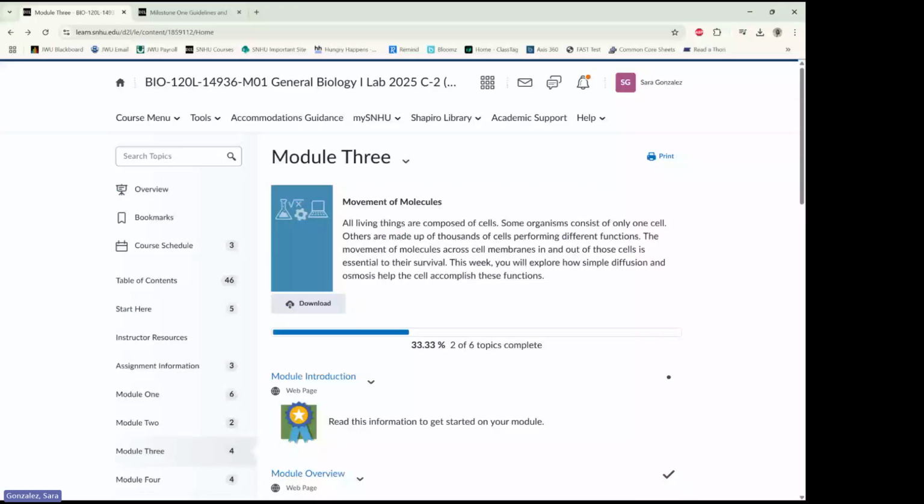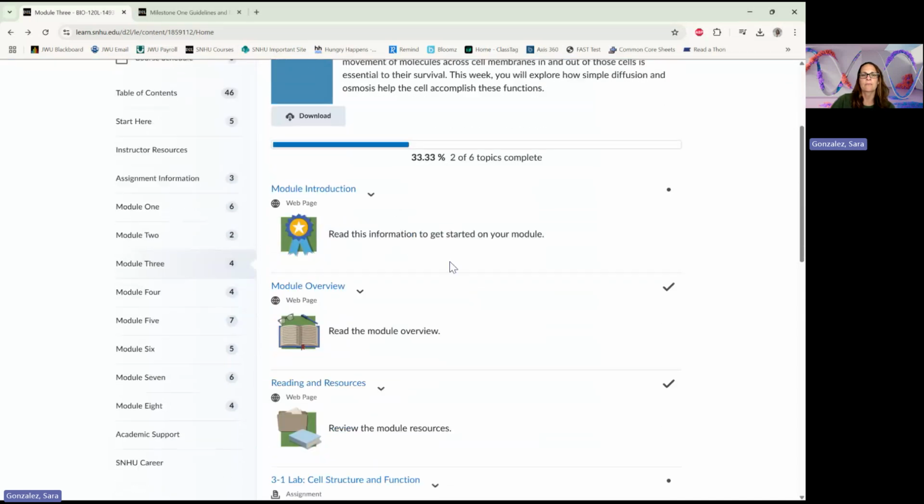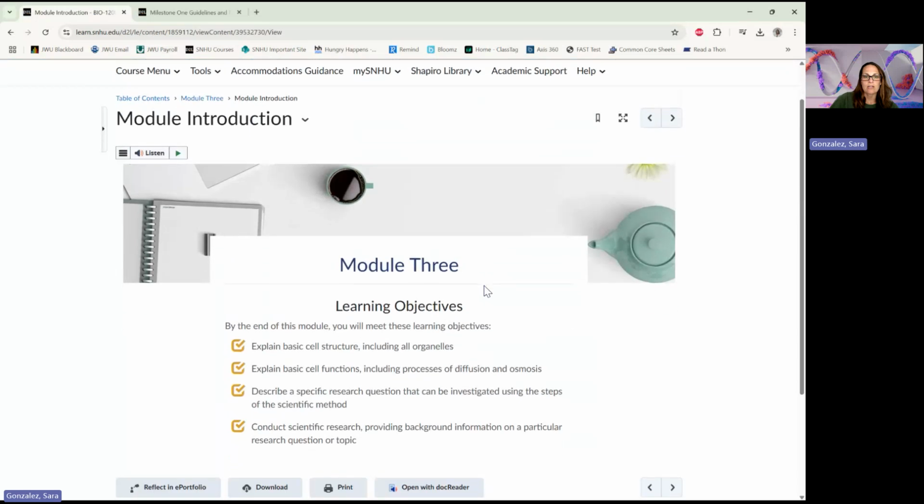Let me go ahead and share screen so that we are all on the same page as to what is due for this week. So you should see my screen here looking at Module 3. In Module 3, we're going to get into cells and organelles. I think this will be interesting because this is more like the biological type of lab, and the other two were a little bit more chemistry oriented, so this is more on the cellular side. For the module introduction, just a quick overview of what we're going to be looking at.